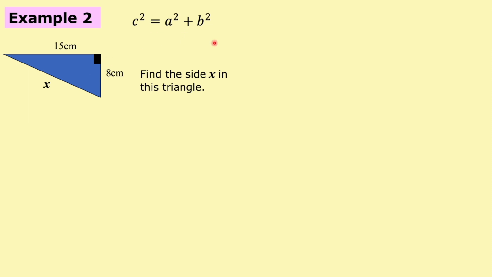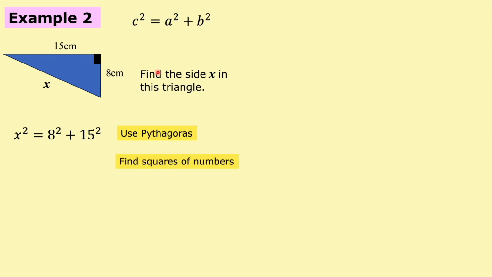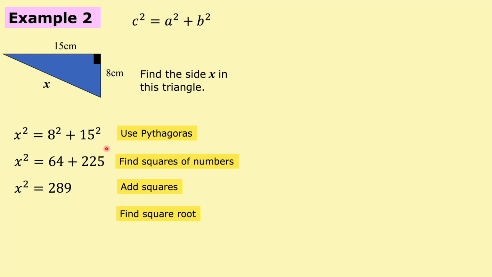So we're going to be using this formula and we're going to substitute into our Pythagoras' theorem. So I've swapped out c for x because that's what we're trying to calculate. I've swapped out a for 8, so I've called this side a. I've swapped out b for 15, calling this side b. We're then going to find the squares of those numbers. So 8 times 8 is 64, 15 times 15 is 225. Add those squares together, so I'd get 289. And then finding the square root, because x squared equals 289, but we just want to find x, to give me 17 centimetres.